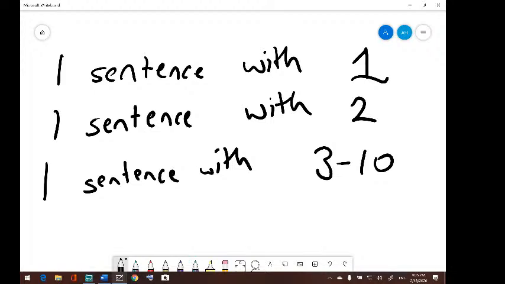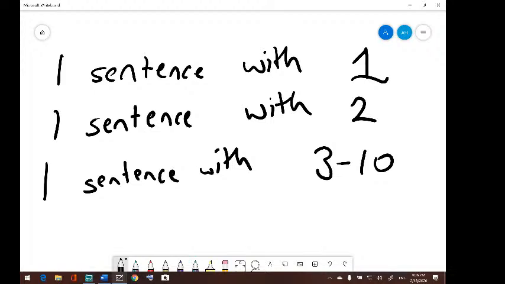Okay, for Thursday, I want everyone to make one sentence with wahid, one sentence with ithnan, 2, and one sentence with 3 to 10. Not all of them in the same sentence. Come on. Pick a number between 3 to 10. They all have the same rules, so just use one number.